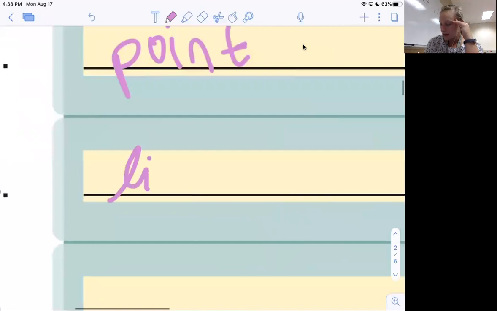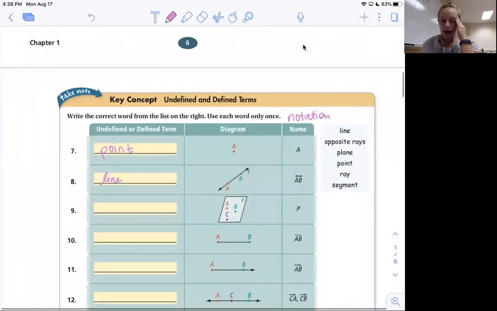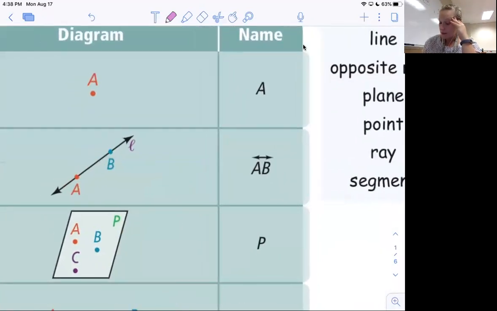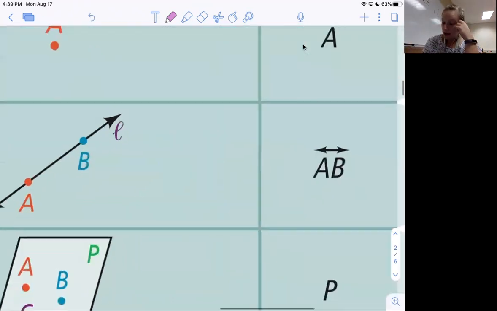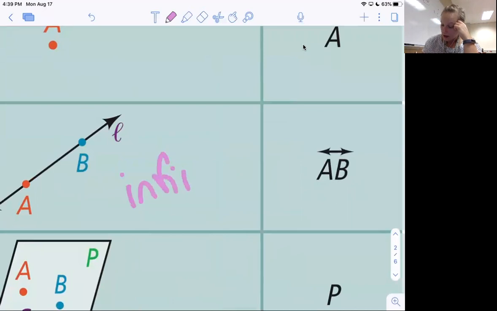The next word is a line. A line has to have at least 2 points, and it's named by at least 2 of those points. So this has A and B on it, so we call it AB, and we put a physical line over it: a straight line with arrows on both sides. The arrows are super important. That means that it goes on infinitely. Think of it like a cord or a string. It has no width, but it goes on and on forever in the direction that it's going.